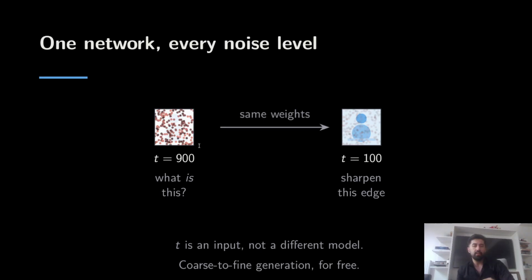Why does this need a thousand? This does not need 1,000 networks. Why do we use just one network? Because t is an input, not a different model. One function of two arguments, sharing weights across every noise level, and sharing helps because neighboring time steps are almost the same problem. So we don't need 1,000 models. We need one model, and we just give t into it.